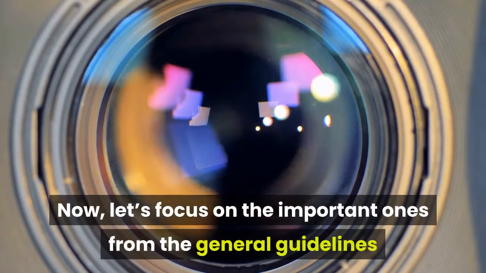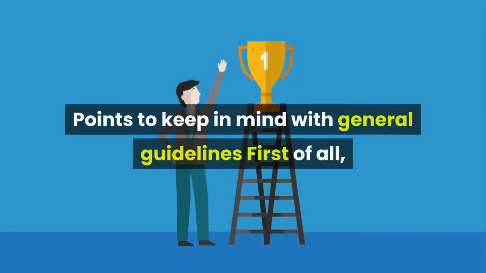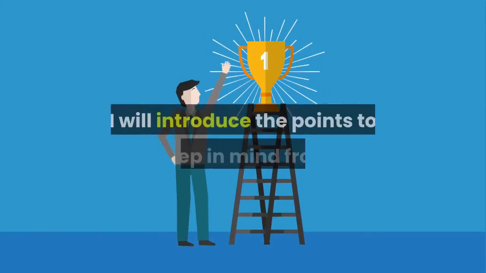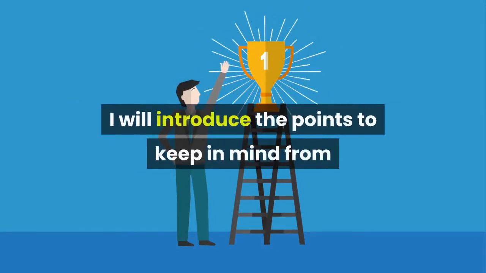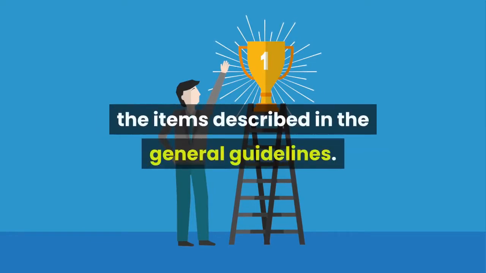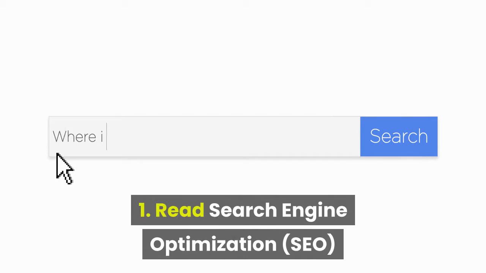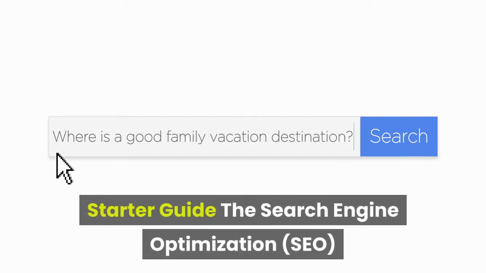Now, let's focus on the important ones from the general guidelines and quality guidelines. Points to keep in mind with general guidelines. First of all, I will introduce the points to keep in mind from the items described in the general guidelines. 1. Read Search Engine Optimization, SEO, Starter Guide.